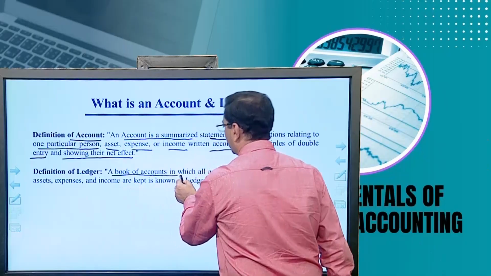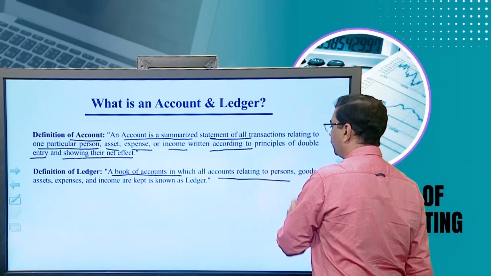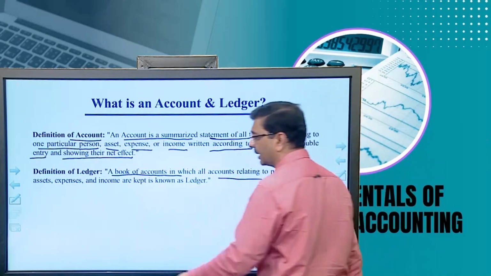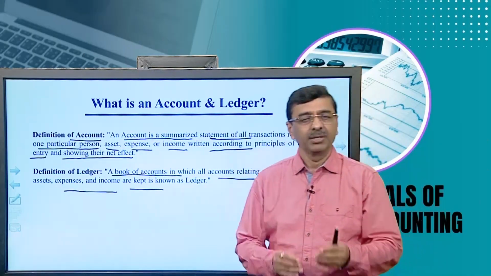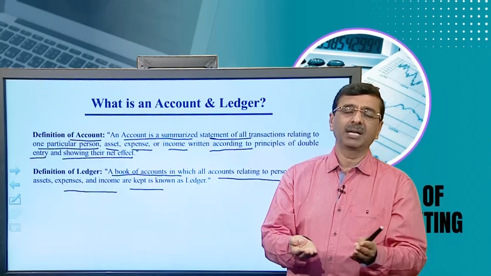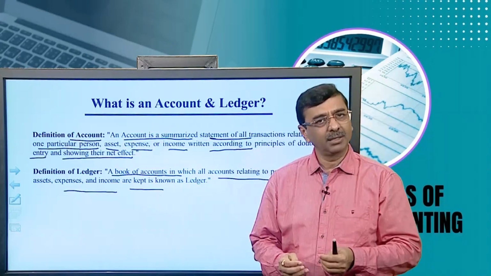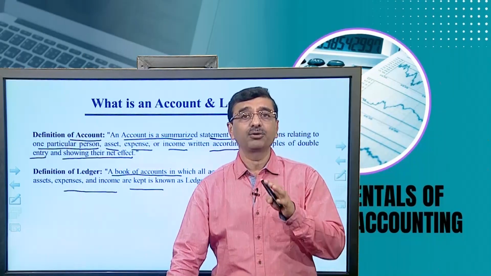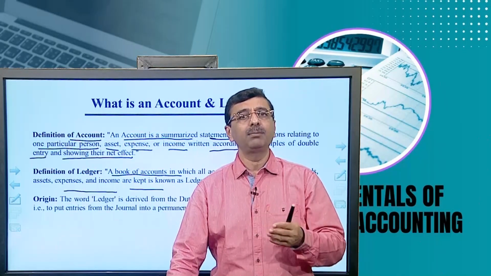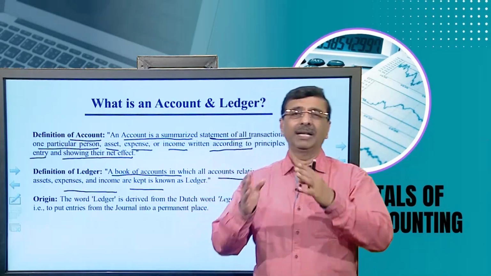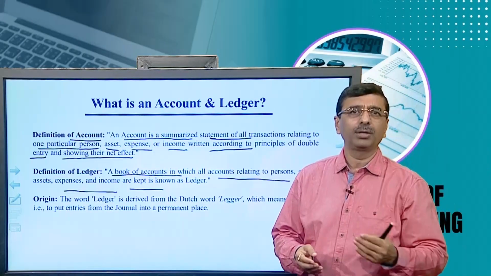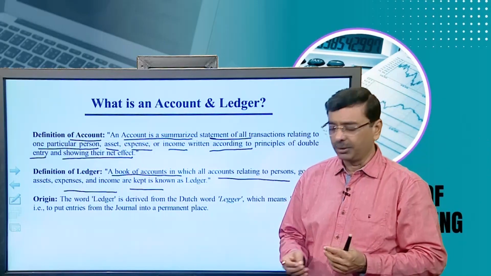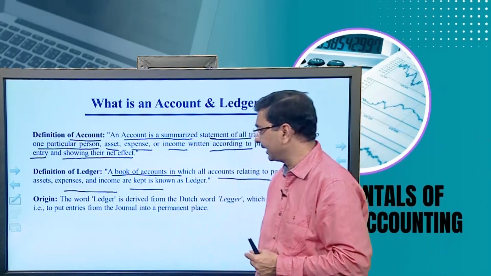A book of account in which the accounts relating to persons, goods, etc., expenses and incomes are kept is known as a ledger. So all accounts will be prepared in that particular book, which is considered the ledger book. The ledger book is a main book, and this main book is prepared for getting a summary of all the different transactions that take place during a specific period of time.